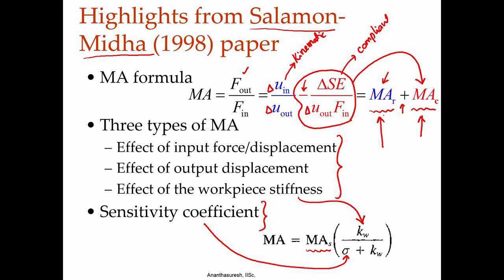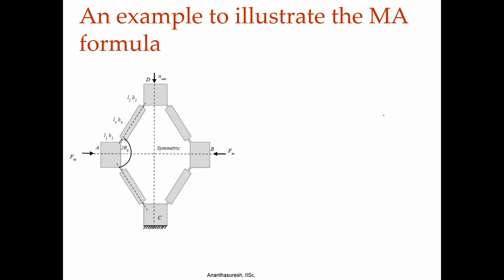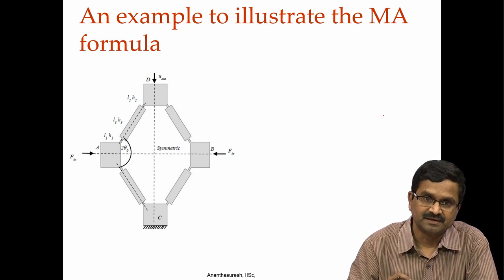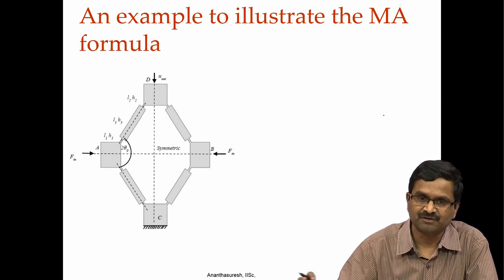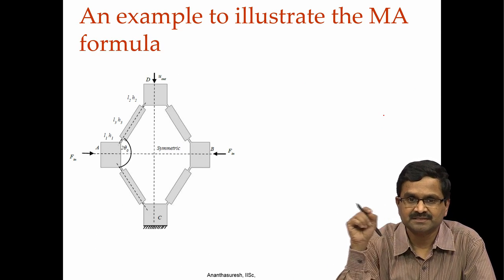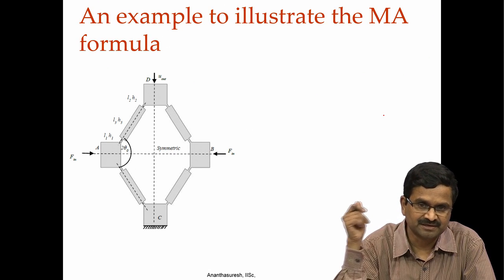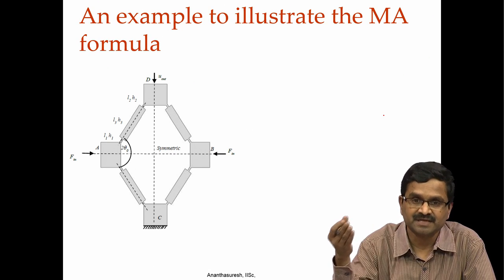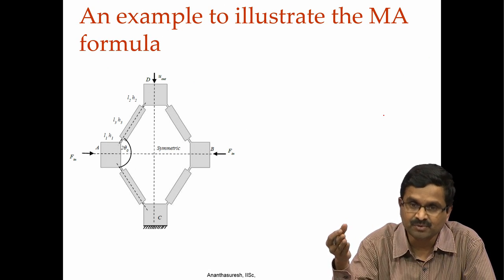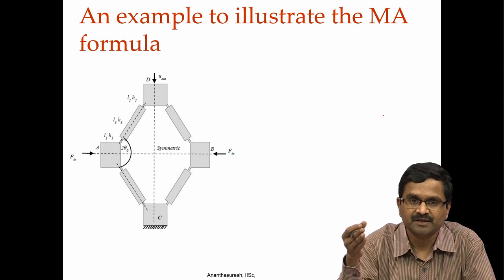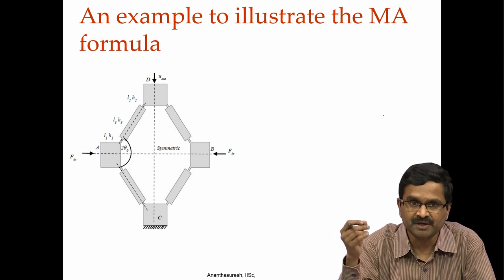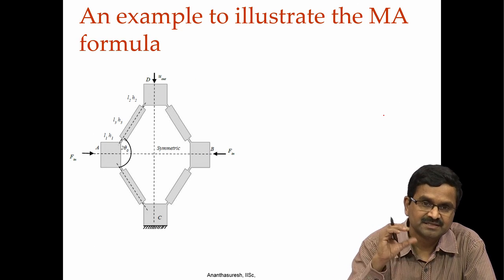And the way to do this is to make that delta SE negative, because in that formula it is minus delta SE divided by delta U out, F in. F in direction we cannot change, that is the input force, and the incremental change in displacement should be in the desired direction. So, delta U in also cannot be negative. Then what can be negative is delta SE, the change in strain energy. Okay. To illustrate that, I am taking a simple example.